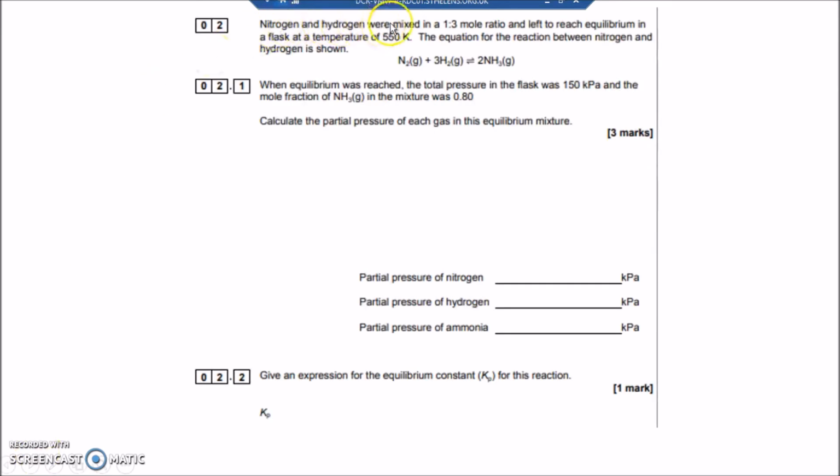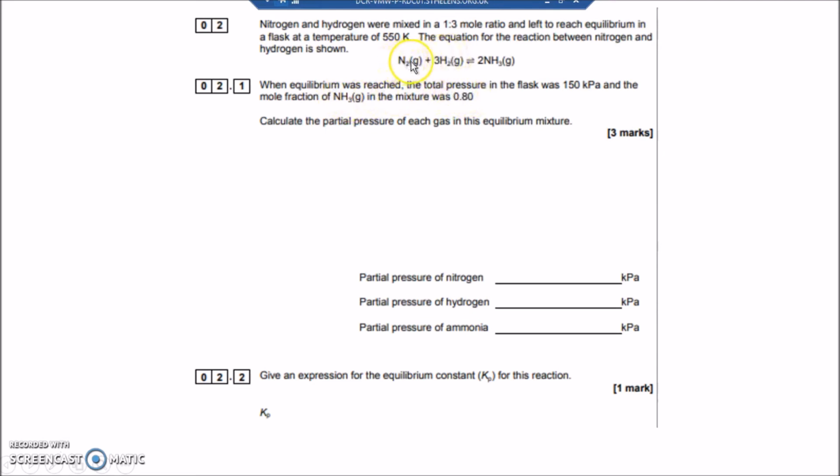Question 2. Nitrogen and hydrogen were mixed in a 1 to 3 mole ratio, so there's 1 mole of nitrogen for every 3 moles of hydrogen, and left to reach equilibrium. When equilibrium was reached, the total pressure in the flask was 150 kilopascals, so all the gases contribute towards making a pressure of 150 kilopascals. The mole fraction of NH3 in the mixture is 0.8.